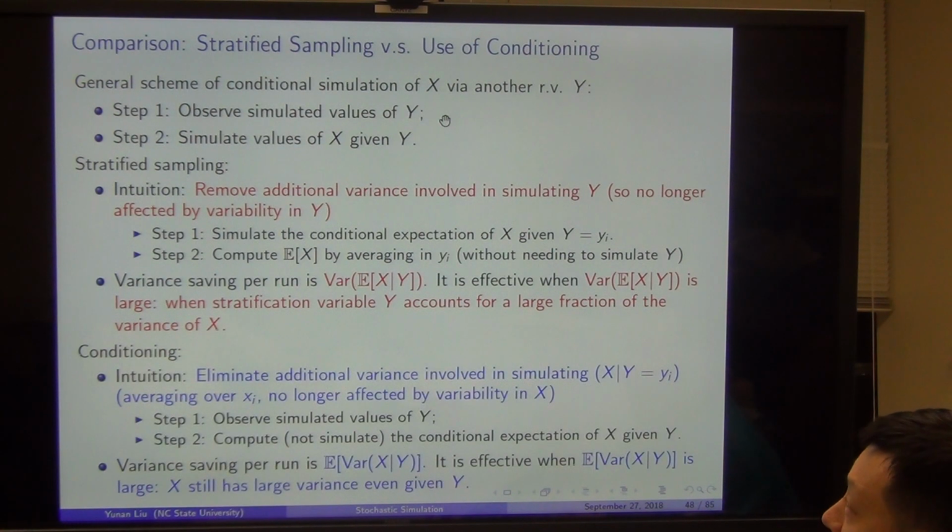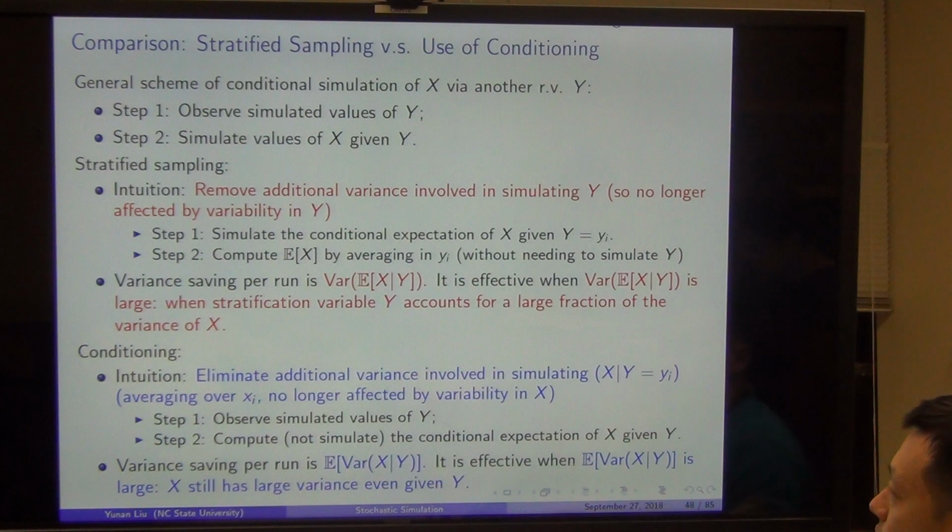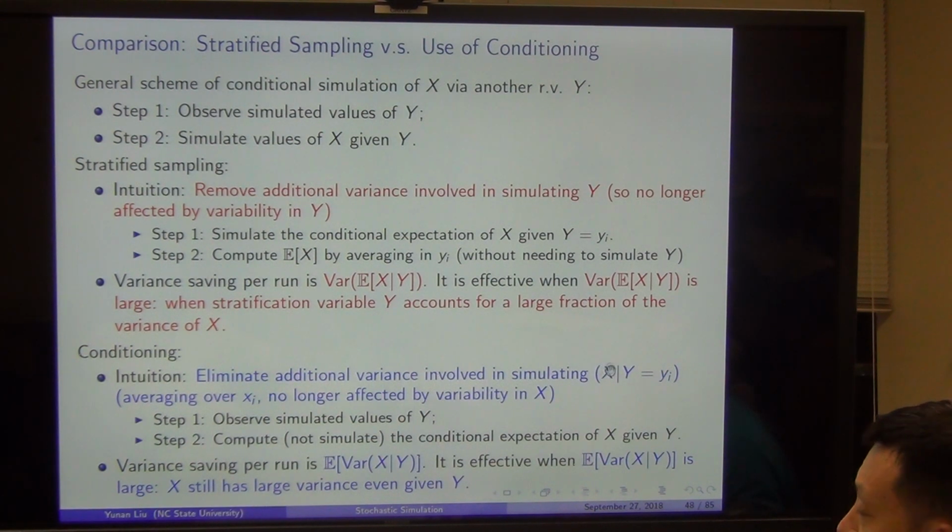The conditioning, let's compare with the previous method. The intuition of conditioning, which is method 3, is the elimination of additional variance involved in simulation of X given Y. Why is that? When you apply technique 3, the conditioning technique, you simulate a Y, so you do have variance coming from Y, but you never simulate X, because E[X given Y] is a g function of Y. So you eliminate the additional variance involved in simulation of X when Y is given.